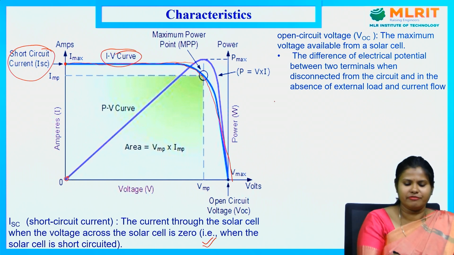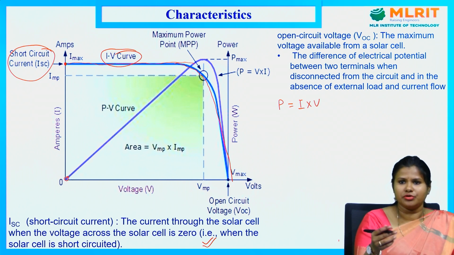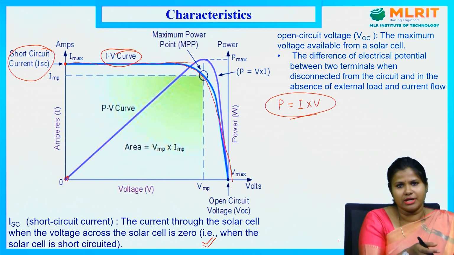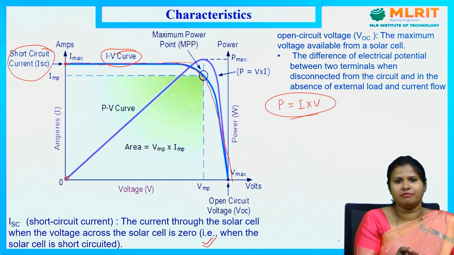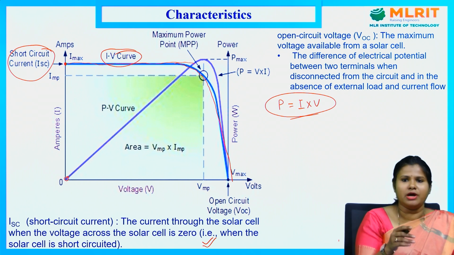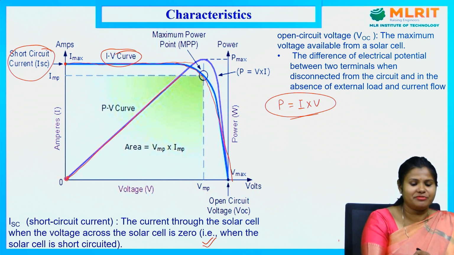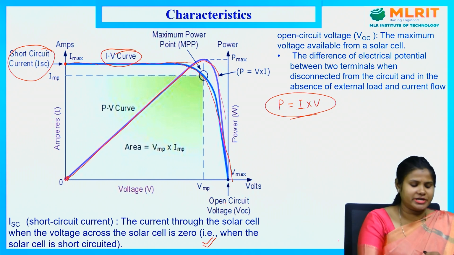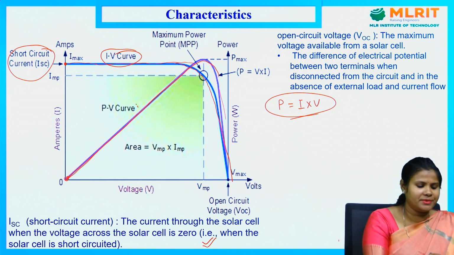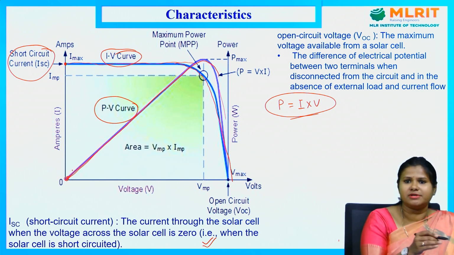Again, we can find out the power. Power will be equal to the multiplication of current and voltage, so P is equal to V into I. This power we can get by multiplying the current value with the voltage value, and we can draw another graph. This is the variation of power with respect to voltage. This is the PV curve, power versus voltage curve.